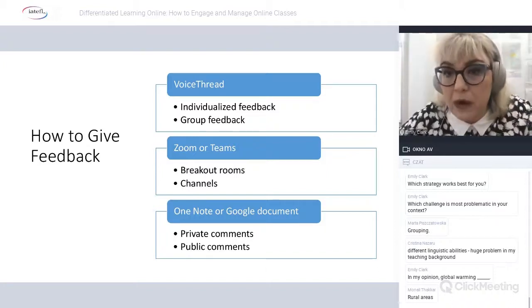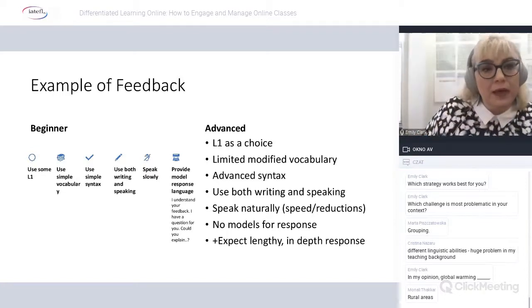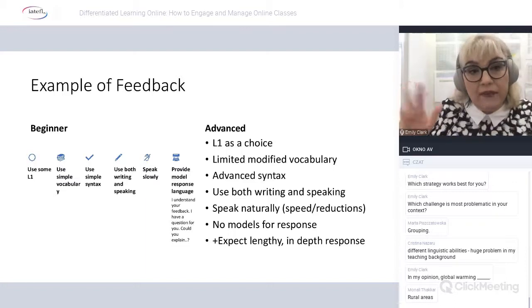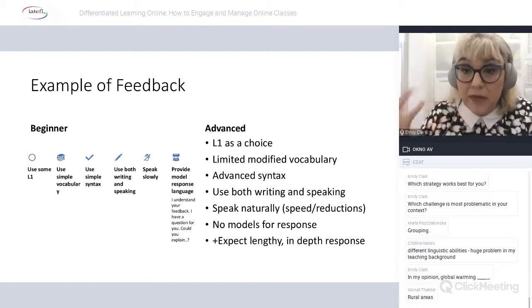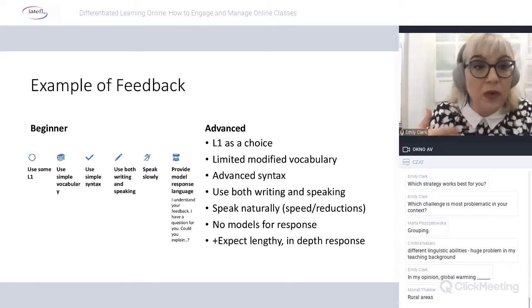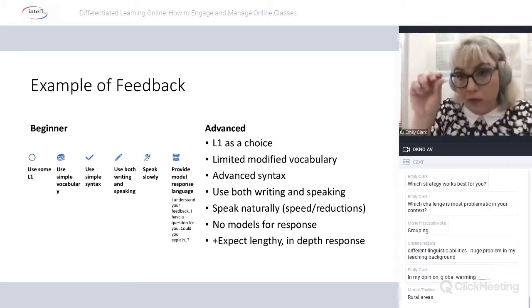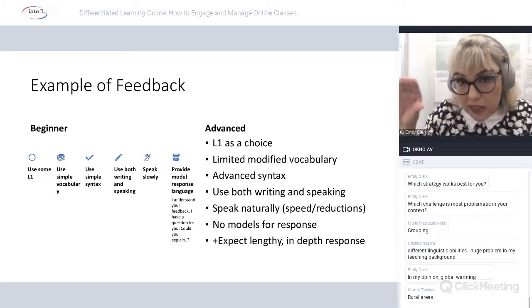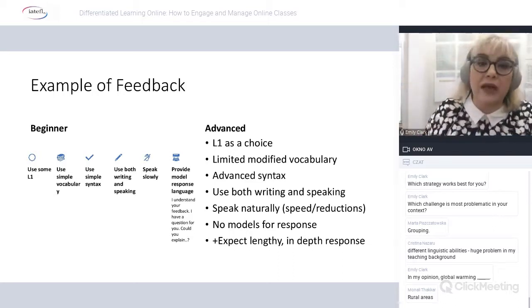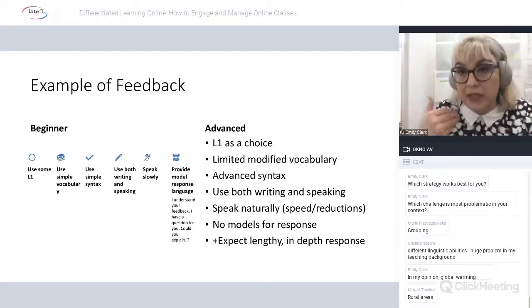And I think that's something to always be thinking about as well. Quickly, in terms of feedback. Again, you can decide. If it's a beginner, I might use some L1 to help them make sure they understand what I want them to do. Simple vocabulary, simple syntax. I write my feedback and then say my feedback so it's very clear, especially online. And then I might even give a model response for them to write back to me.